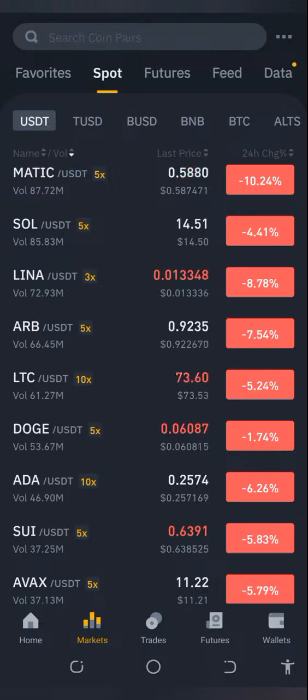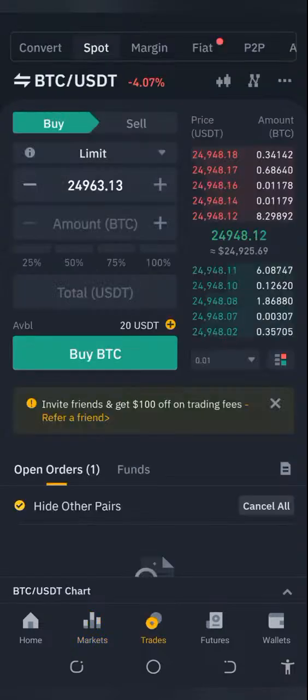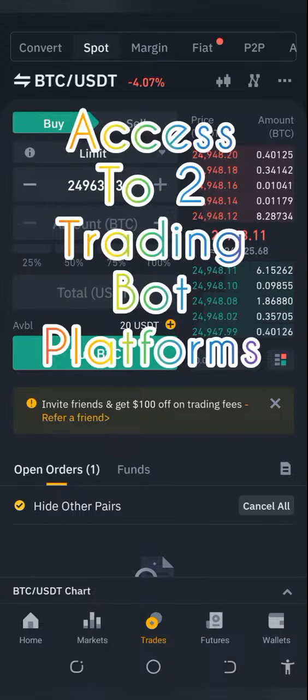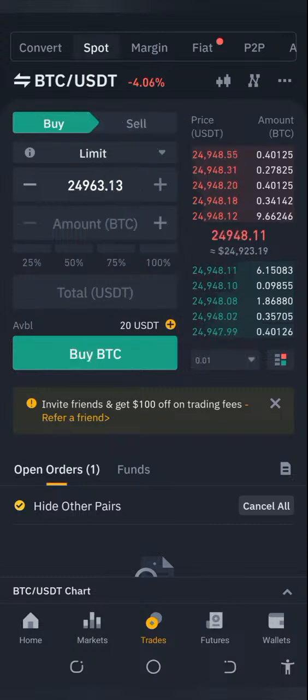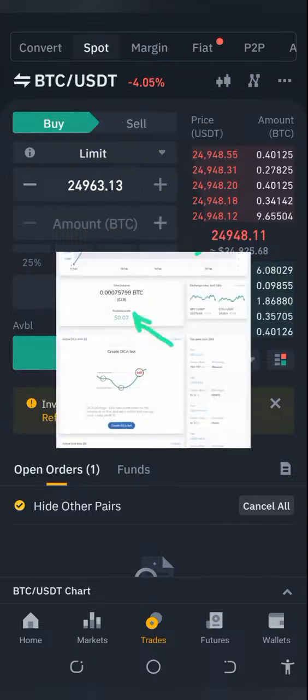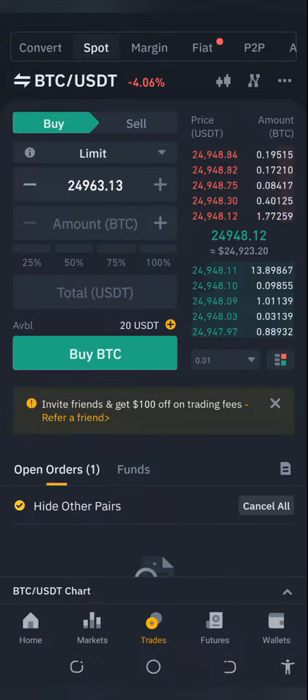Next, we're going to give you access to 2 trading bot platforms. I'm going to show you a screenshot of one of our students. I'm sure you can see it on the screen right now, of one of our students who used one of these trading bots and made money. It's just an example to let you know that you don't even have to pay a dime to make money using any of these platforms.